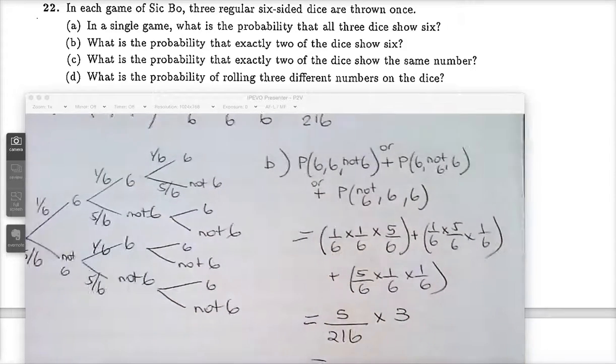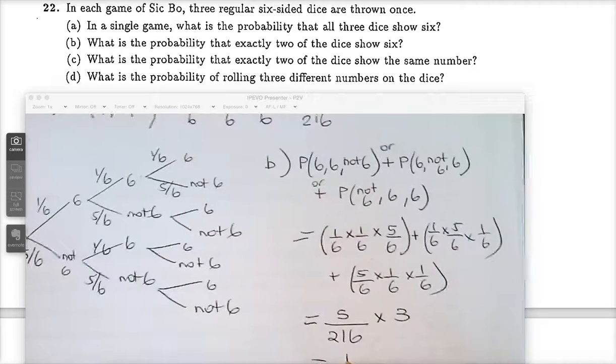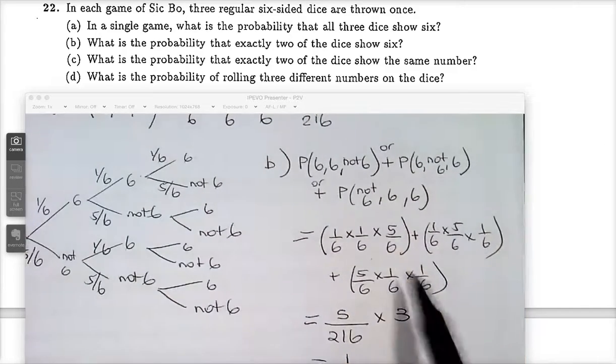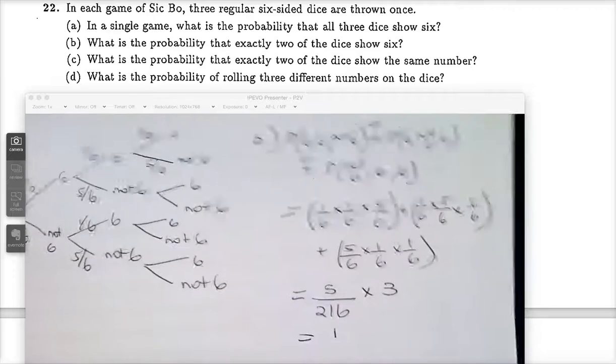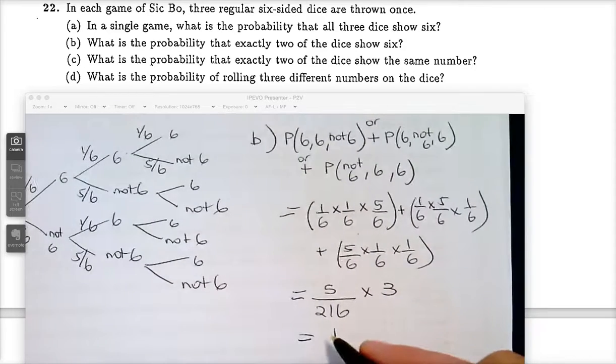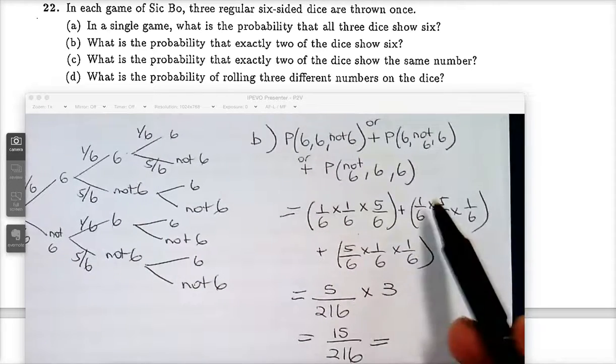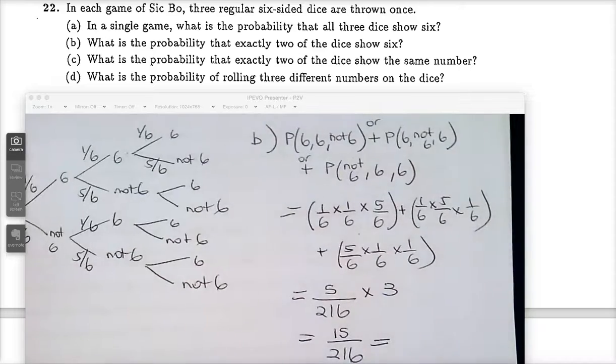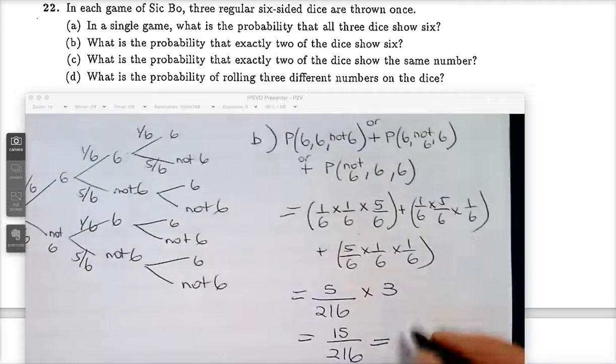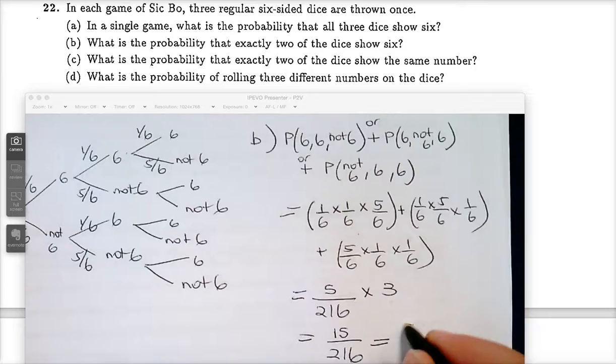What would the denominators add up to? If it's 5 out of 216 plus 5 out of 216 plus 5 out of 216, what is it? 15 out of 216. Does that make sense? It's like I'm saying 2 plus 2 plus 2 is 2 times 3. 5 out of 216 plus 5 out of 216 plus 5 out of 216 is 5 out of 216 times 3, 15 out of 216, which is 5 over 72. They're both divisible by 3. What do you get?